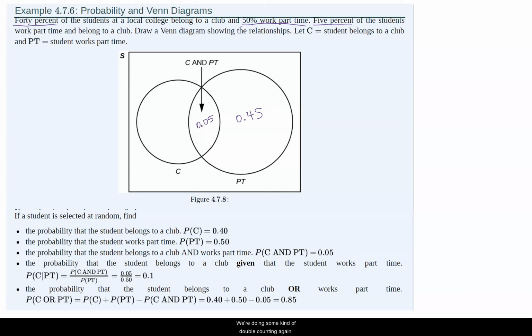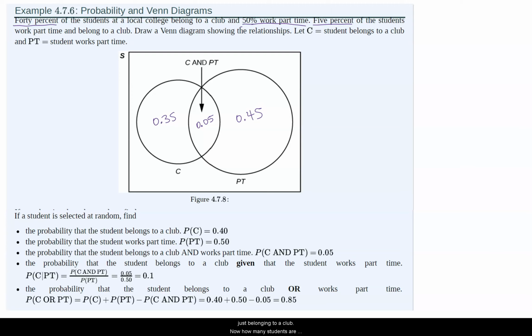We're doing some kind of double counting again. That's why we have to be really careful with this. And then for the club, 40% of the students belong to a club. But again, I cannot put 40 out here because then I would have 45 in the clubs. And that's not what the problem says. So I need to take out the 5%, and I have 35% just belonging to a club.